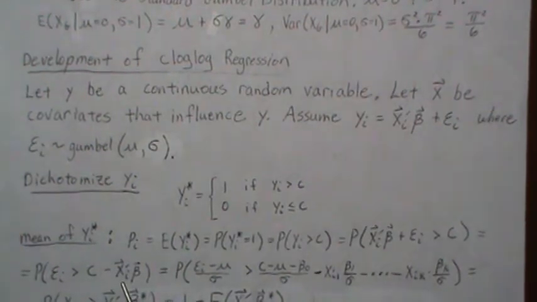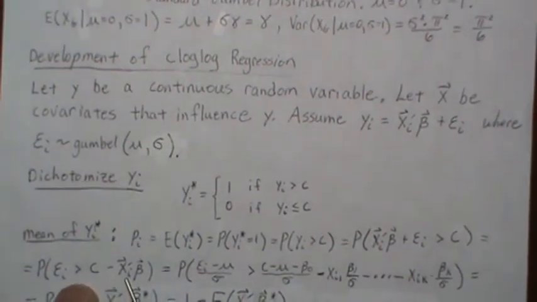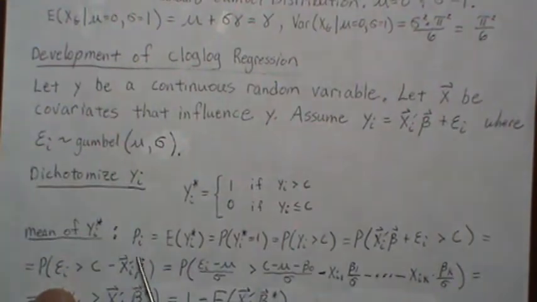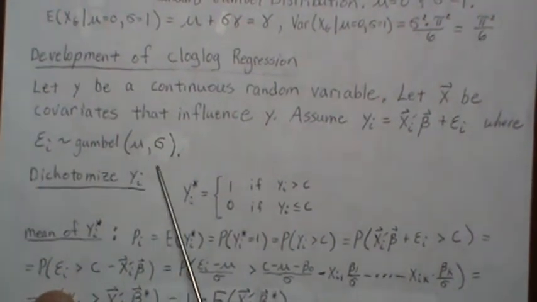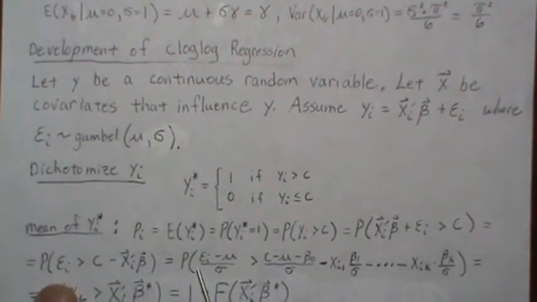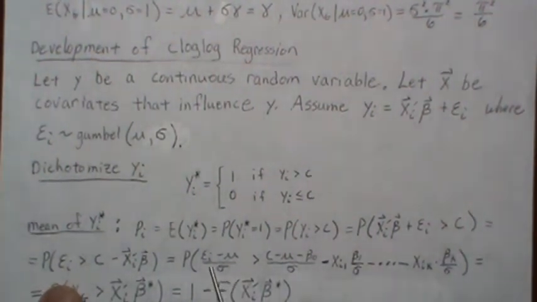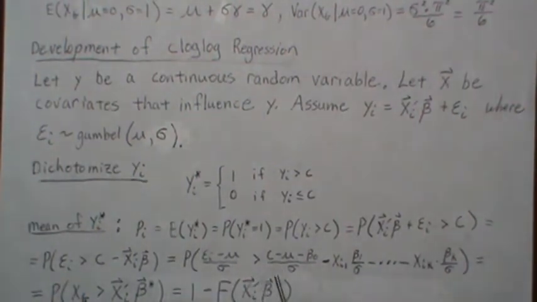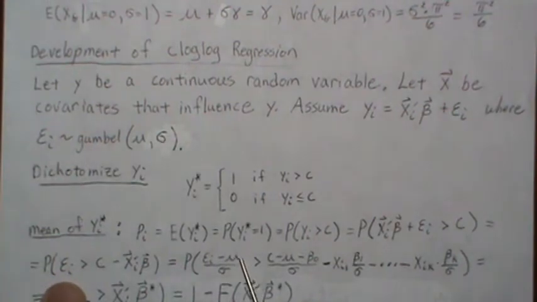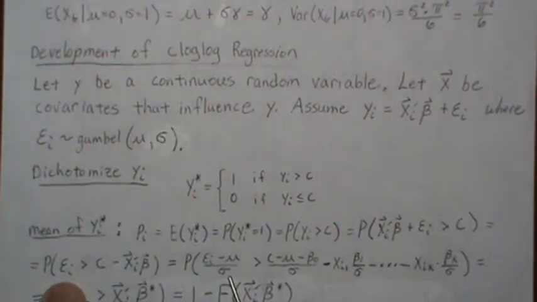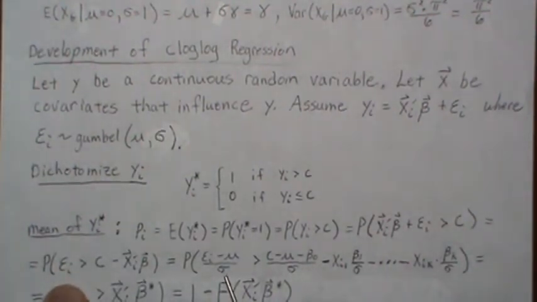That's this. Now this next step is, since epsilon is a Gumbel with some mu and some sigma, well, it turns out if you subtract mu and divide by sigma, you get the standard Gumbel distribution. And I think that's why they use mu and sigma. But that's not the mean, and that's not the standard deviation.